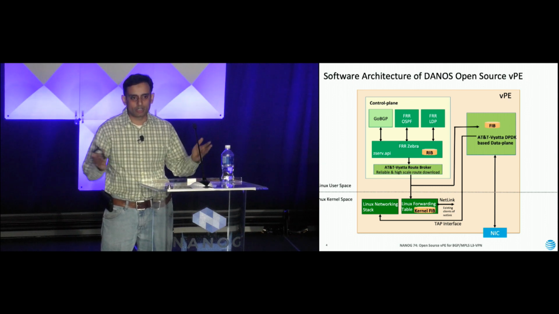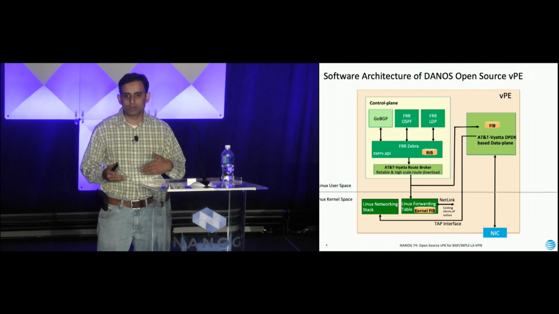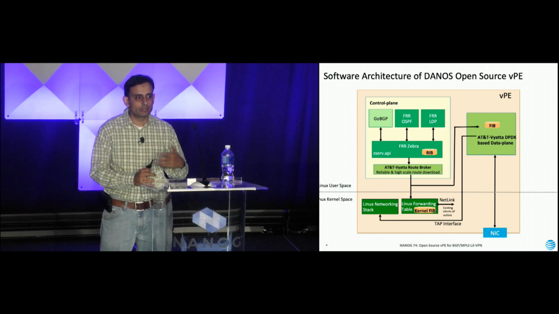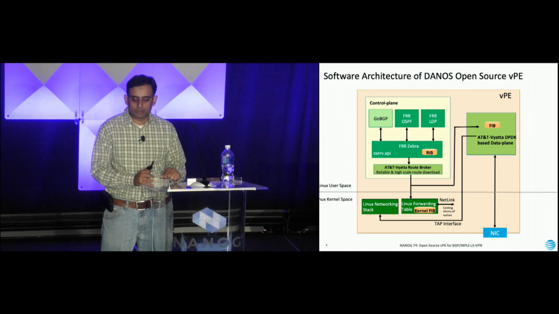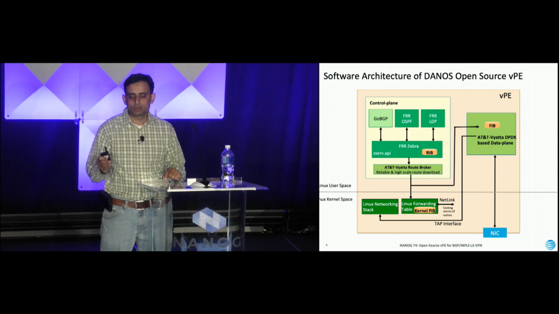All these processes learn routes from their neighbors, they select their best routes, and then they install these routes down into FRR Zebra, which runs as another process. FRR Zebra in this particular case communicates with AT&T via the route broker, which is a scalable and reliable platform for RIB management. And the route broker in turn programs the FIB for the VIATA's data plane.